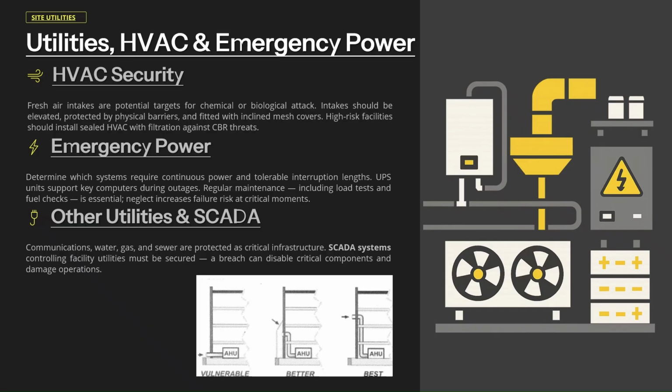Emergency power systems ensure continuity during outages. Backup generators and uninterruptible power supplies must be reliable, well-maintained, and protected from both physical and cyber threats. Speaking of cyber risks, modern utility systems are increasingly integrated with digital control systems like SCADA. This creates new vulnerabilities that must be addressed through proper cybersecurity measures. Ultimately, protecting utilities means protecting the core functionality and resilience of the entire facility.